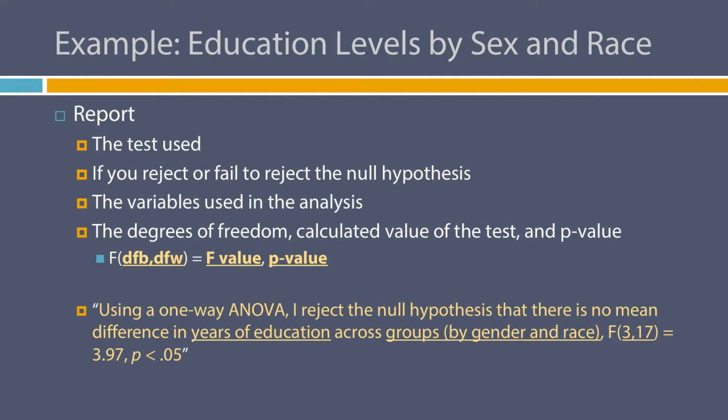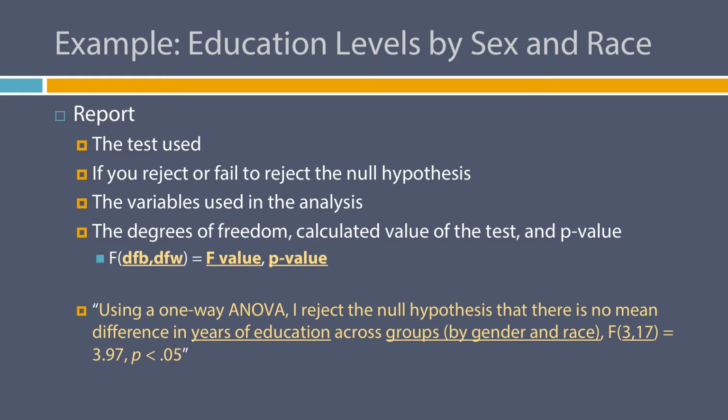So we have to report this, and by reporting, we're just saying this is how we write it out. When you write it out, you list the test used, whether or not you reject the null hypothesis, the variables in the analysis, as well as the degrees of freedom, calculated value, and the p-value. So here we say, using a one-way ANOVA, that's the test we used, I reject the null hypothesis that there is no mean difference in years of education across these groups. And the groups are white males, white females, black females, by gender or race.